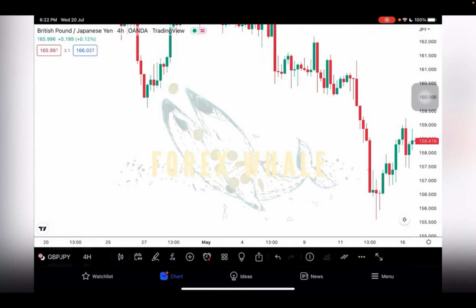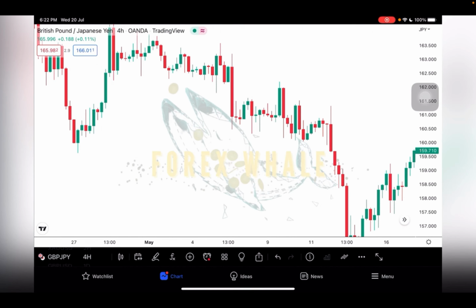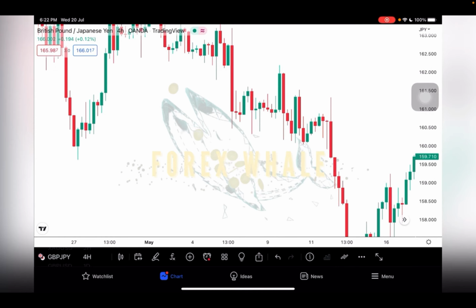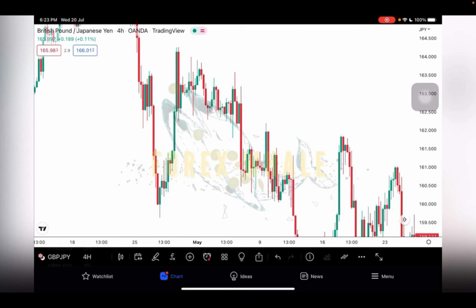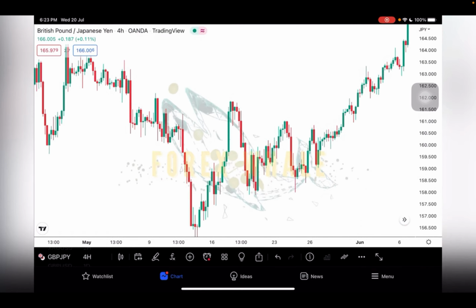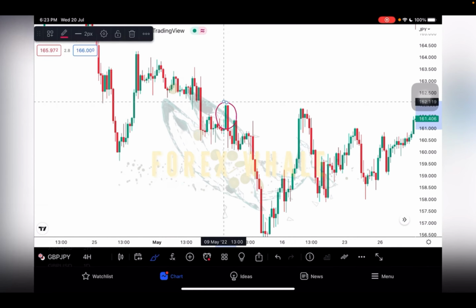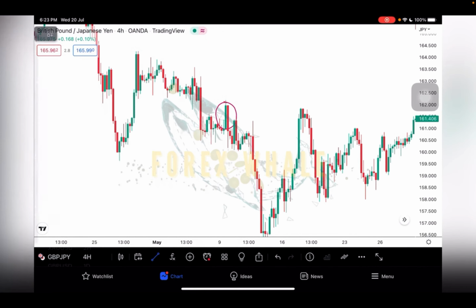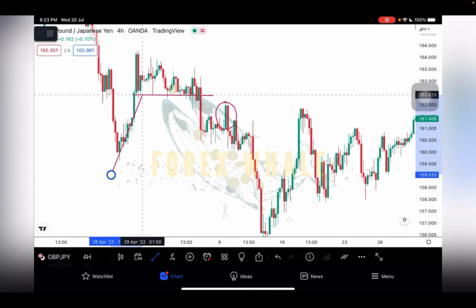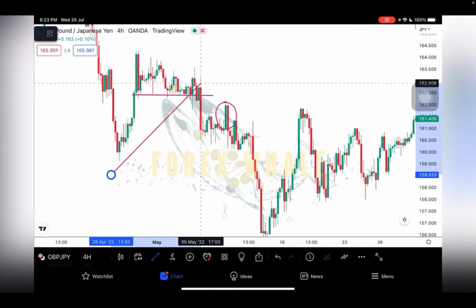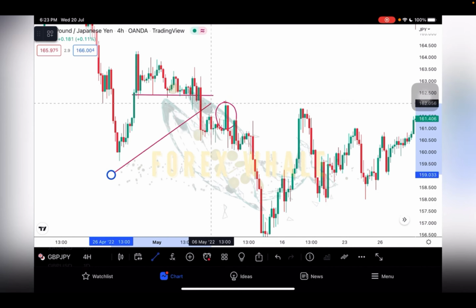Look, here is an example of a bearish engulfing. If you zoom in, you can see that price has already broken this support level. So that's your confluence number 1. This is your support level, and then price breaks out. This is also an engulfing.